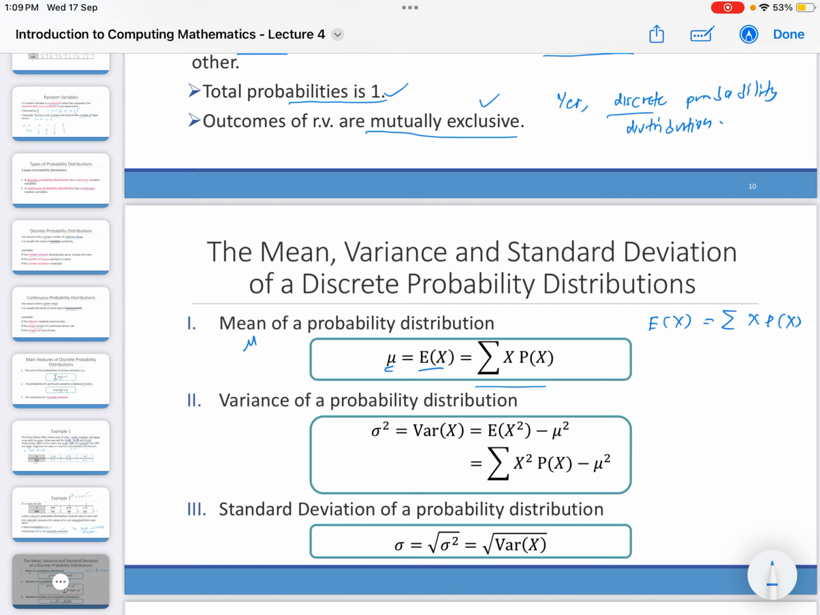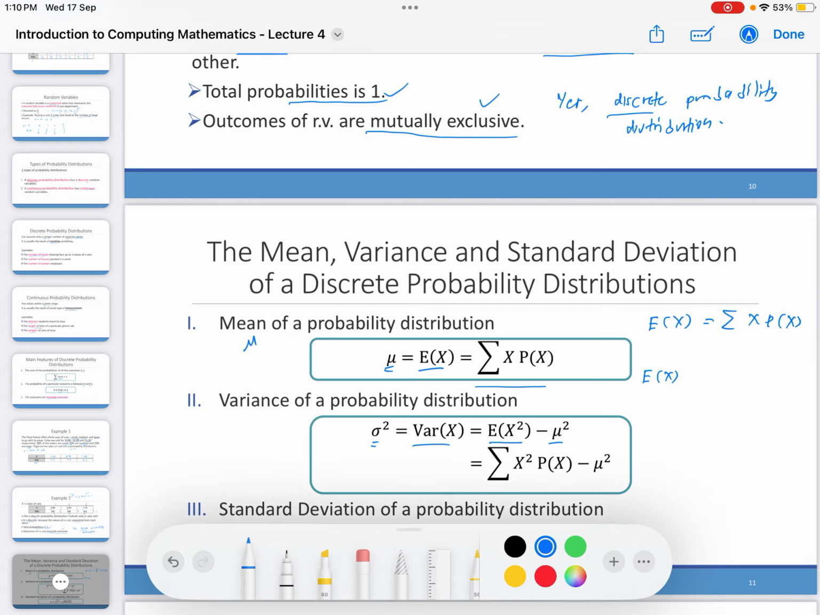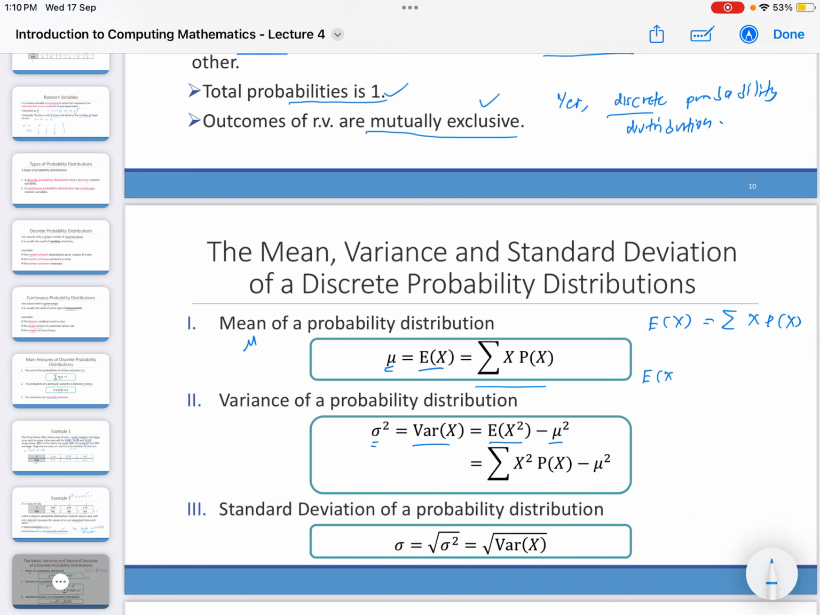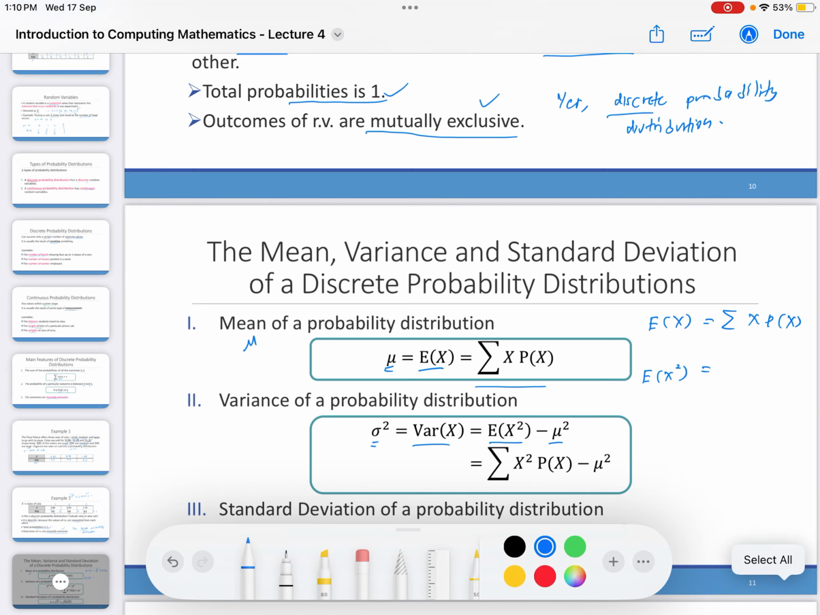Okay, next is the variance of a probability distribution. The variance has the symbol sigma squared, which is the variance of x. The formula is E of x squared minus the mean squared. And then E of x squared is equal to, if inside the bracket here is x, over here must be x. So for E of x squared, this will be the sum of x squared times P of x.